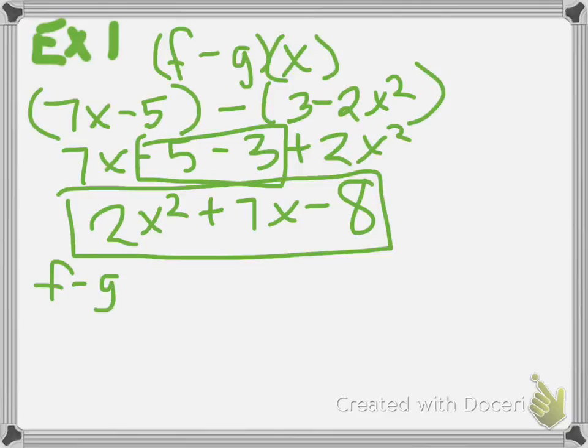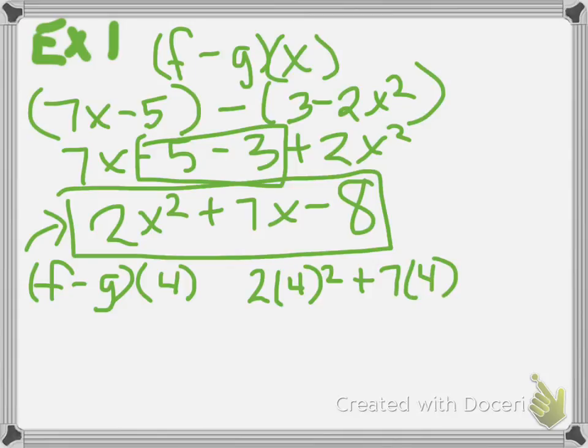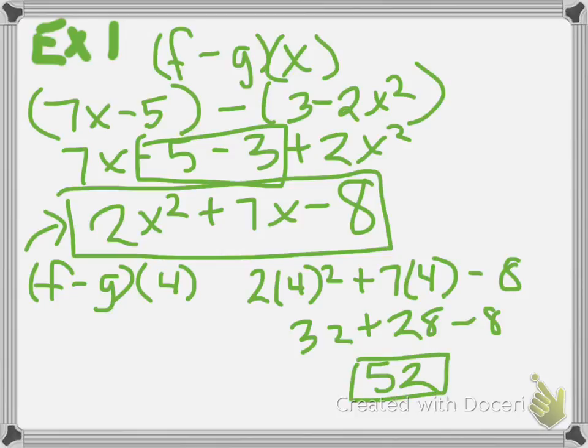On the second part, f minus g of 4, well, we already know what f minus g is. We just did that. So all you have to do is replace x with 4. So 2 times 4 squared plus 7 times 4 minus 8. Do your exponent. 16 times 2 is 32. Plus 28 minus 8. That's going to be 60 minus 8, which is 52. So f minus g of 4 equals 52.